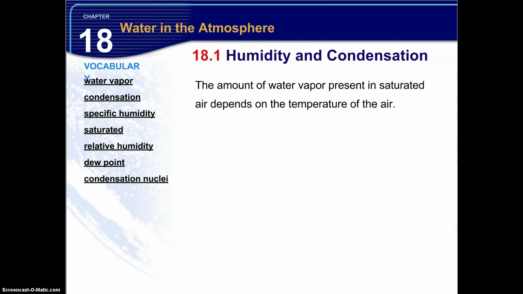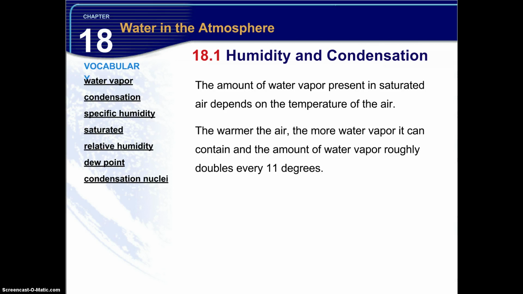The amount of water vapor present in saturated air depends on the temperature of the air. The warmer the air, the more water vapor it can contain, and the amount of water vapor roughly doubles every 11 degrees. For example, the particles in air, the warmer it is, the more they move. The more they move, the more they spread out and expand, and the distance between those particles increases. Well, in that distance in between those particles, water vapor molecules can fit inside those spaces. When the air is warmer, there's more space for those water vapor molecules to fit.